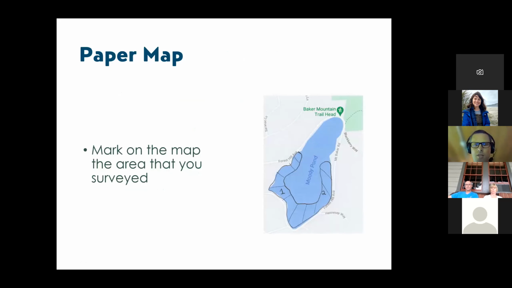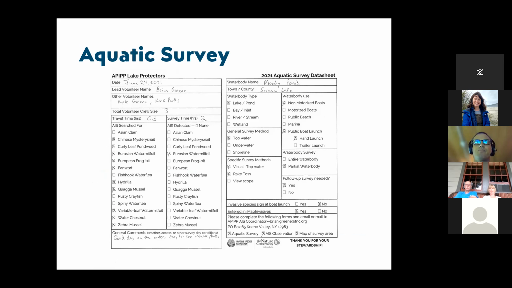On the paper map, you had already marked the 1 and 2 as the areas where the AIS were that correspond to that observation data sheet. Then you can take your pen and do a hatching, or take a highlighter or marker, and color in the area that you surveyed. If you surveyed the edges, make sure you're just going around the edge. If you surveyed the middle and everywhere, just color in the whole area. We're just trying to get a sense of where you looked on the water body. Okay, so that is the paper map.